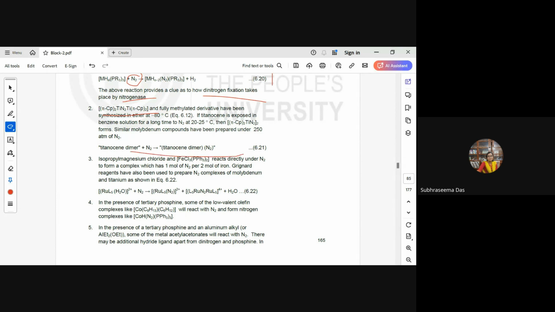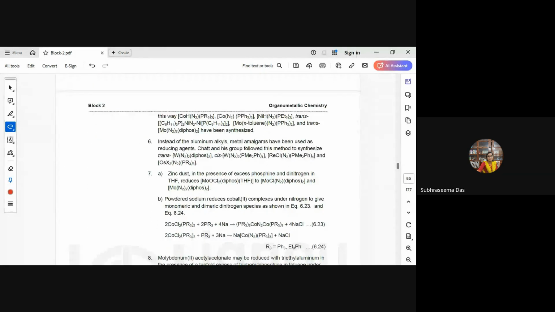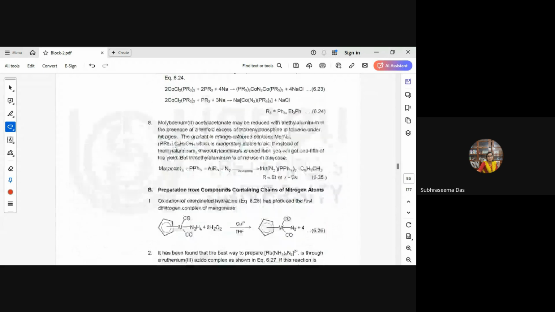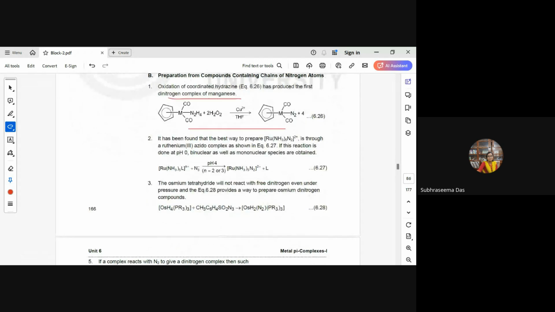Isopropyl magnesium chloride reacts directly with N2 to form a complex, and it is represented here. The Grignard reagents have also been used to prepare N2 complexes of molybdenum. So these are certain examples that involve directly the use of nitrogen gas in the preparation of various types of complexes. Then the preparation of compounds containing a chain of nitrogen atoms. Oxidation of coordinated hydrazine first produced the dinitrogen complex of manganese; here H2 from H2O2 in the presence of Cu2+ and THF, then the dinitrogen complexes have been formed.